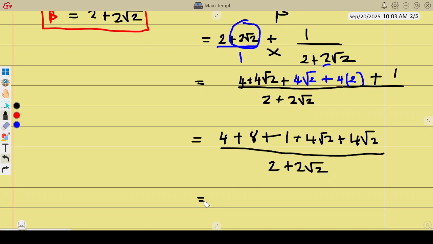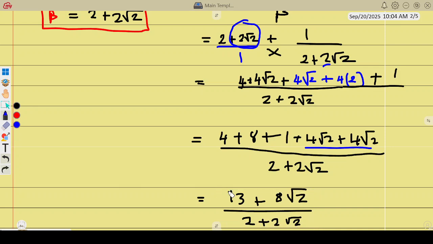So from here we just now add the common things. What is 4 plus 8 plus 1? That's 13. Plus, here we learned the rules of surds. We know how to add. You just say 4 plus 4, it's 8, and then we have a root 2. So this is over 2 plus 2 root 2.